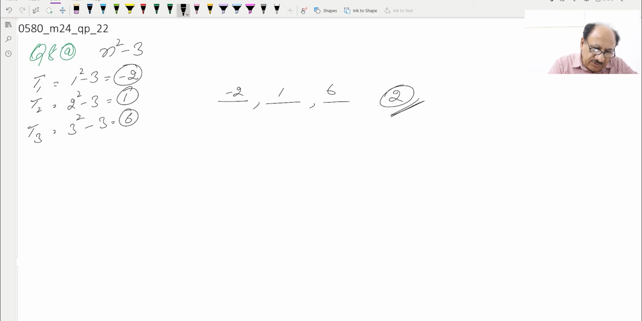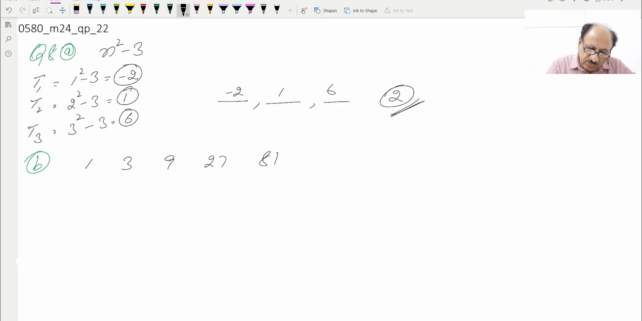Now the B part says what? B part says these are first terms of a different sequence. So what are the terms they have provided? 1, 3, 9, 27, and 81. These are the terms, and this is a geometric sequence.